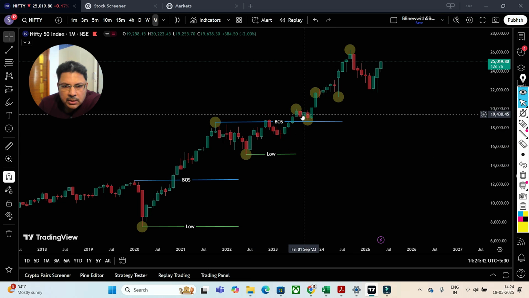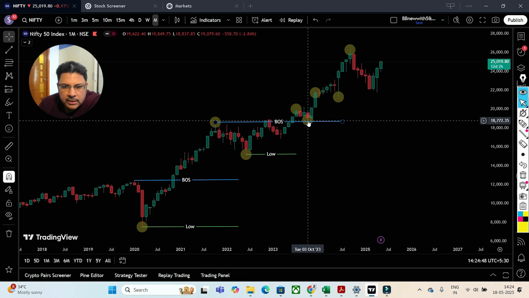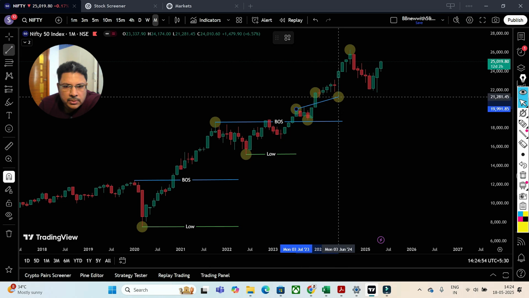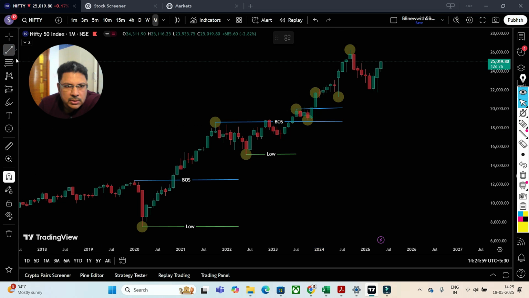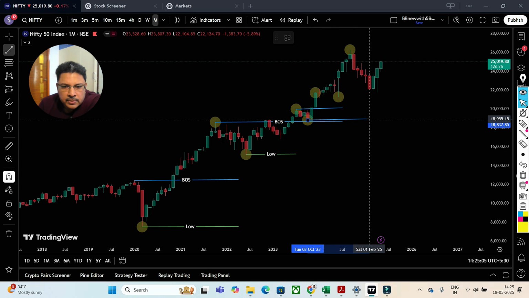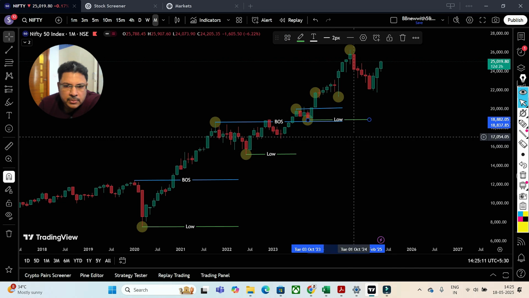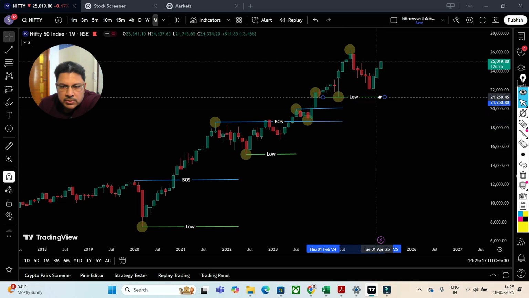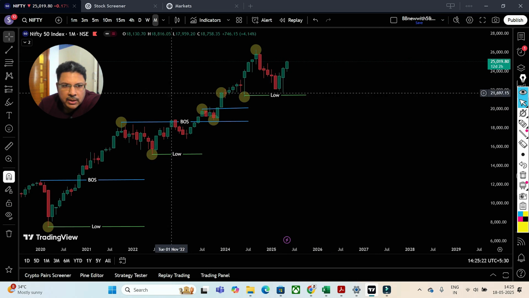So after this breakout, the market made a new high here. And then it made a small pullback till here. And then again, this was your new high. So then this becomes your low point. Similarly, it went up. Then again, this became our low point. So I'll shift the low point to here. Now, this is the current scenario of the market in a monthly time frame.